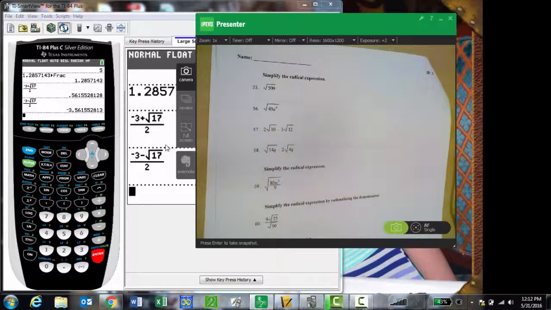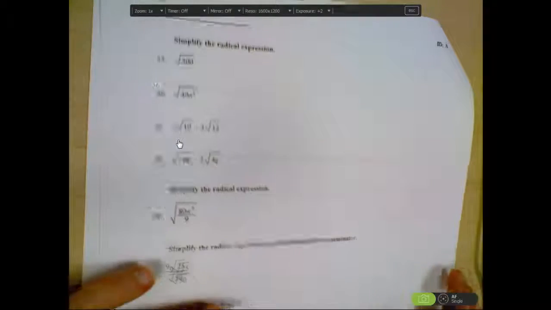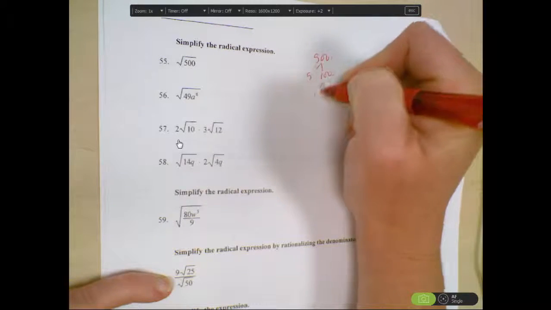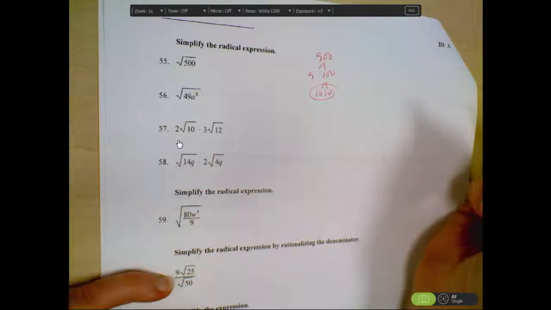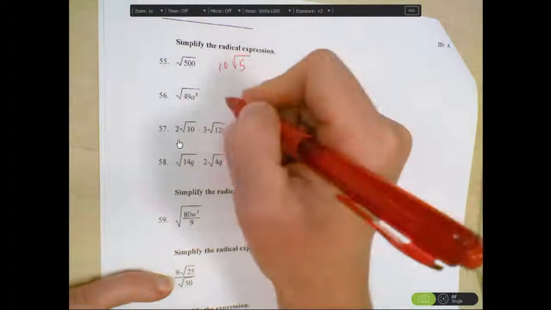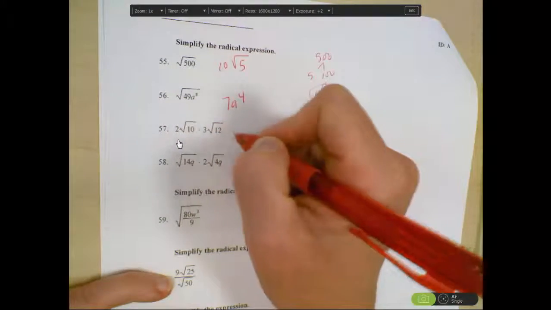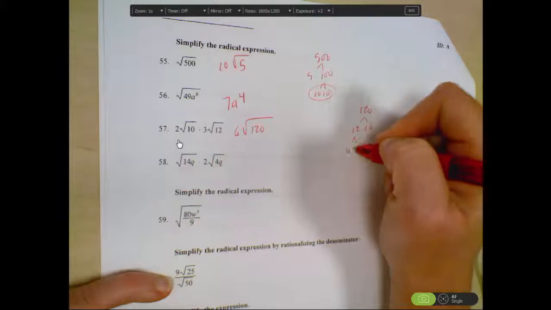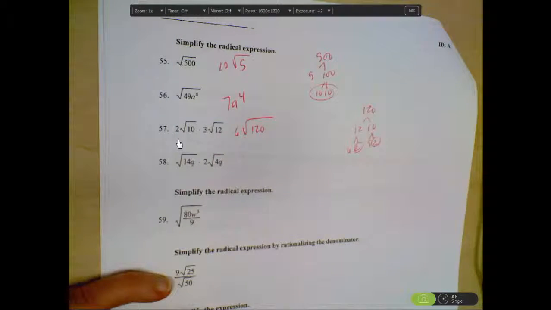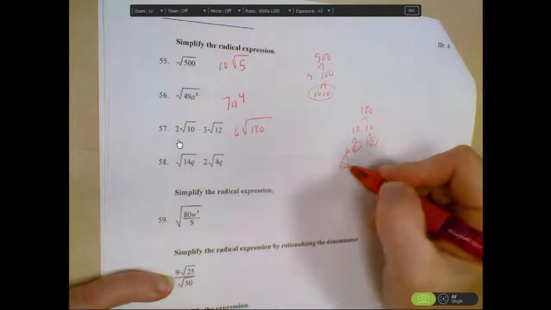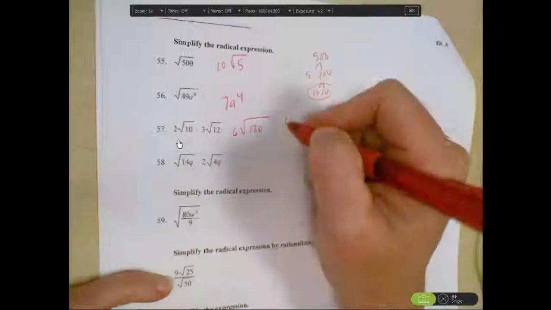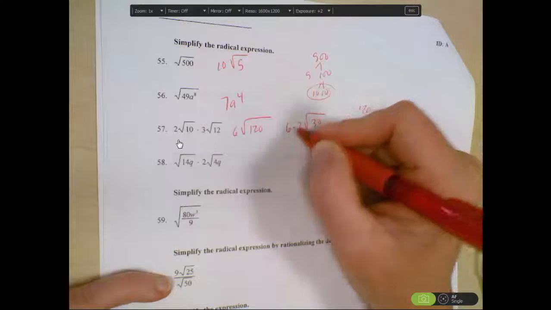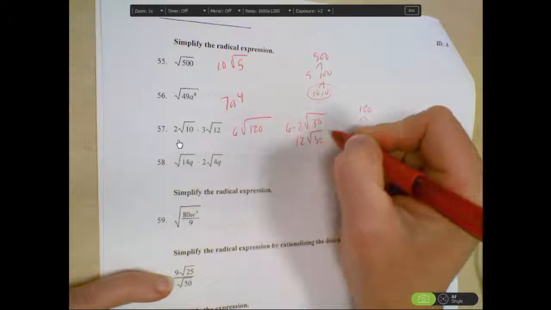500 prime factorization is 5 times 100, which breaks down into 10 and 10. I'm going to stop there. As soon as you get a pair, you can stop. 10 root 5. 7a to the 4th. 6 root 120. Break down 120 into 12 and 10, 6 and 2, 5 and 2. Pair of 2's. 5 and 3 left over. So it's 6 times 2 root 30. But then you have to do 6 times 2. So 12 root 30 is the answer.